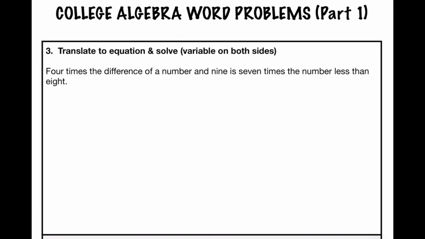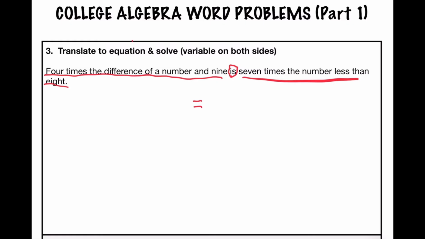Problem number 3 is also translate to an equation and solve. However, this time there's variables on both sides. The problem says 4 times the difference of a number and 9 is 7 times the number less than 8. So again, I'm going to go on a search for keywords. I try to find my equal sign first by looking for phrases like is equal to, is the same as, and I have the word is right here. So there's my equal sign. That's going to separate the left side expression and the right side expression.